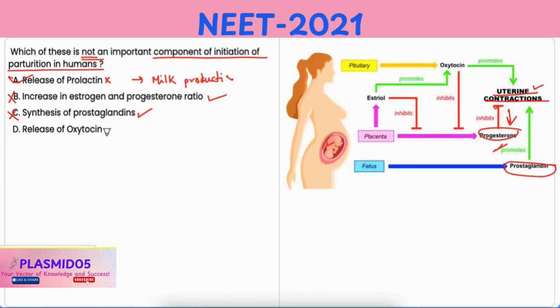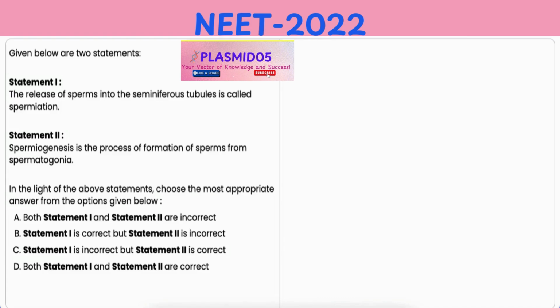Option D, release of oxytocin. It is also a very important component. Oxytocin is a hormone synthesized by the hypothalamus and secreted by the posterior pituitary gland that stimulates uterine contractions, which are very necessary for the progression of labor. So it plays a key role in both the initiation and progression of parturition. Hence it is incorrect.